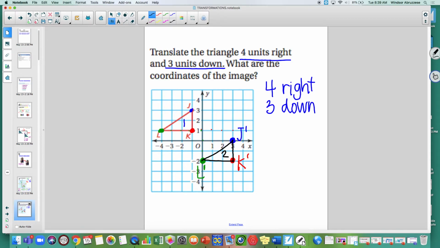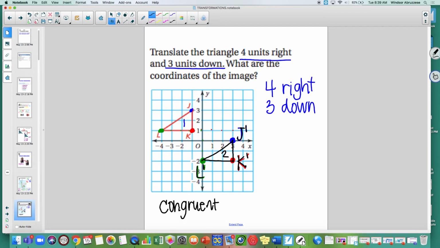This is figure number 2. Make sure you have your prime symbols labeled. That's how you tell the difference between triangle 1 and triangle 2, which one came first. And notice, look at the two triangles. Are they the same size? Yes. Are they the same shape? Yes. They are congruent figures.